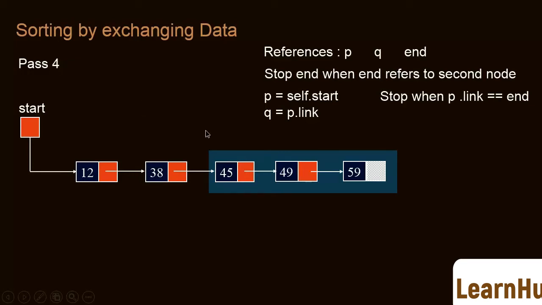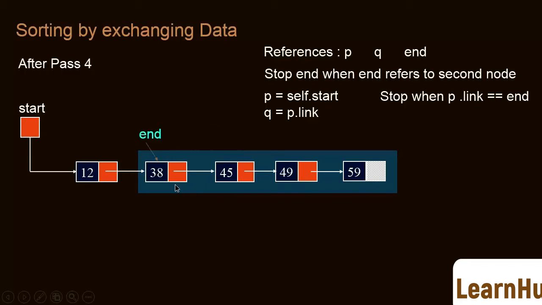Now in pass 4, end will refer to this node where P had stopped in pass 3. We initialize P and Q. We compare info of these two nodes. There is no need to swap. We move P forward. Now P-link has become equal to end. So we'll stop. So this is the end of pass 4. And at the end of pass 4, we can see that this much portion of the list has become sorted.